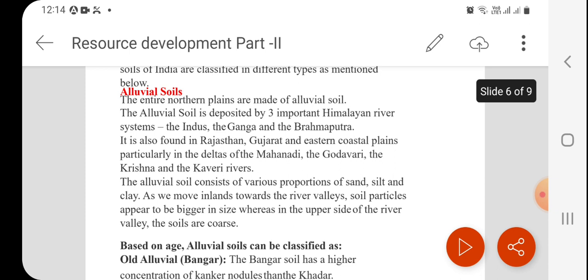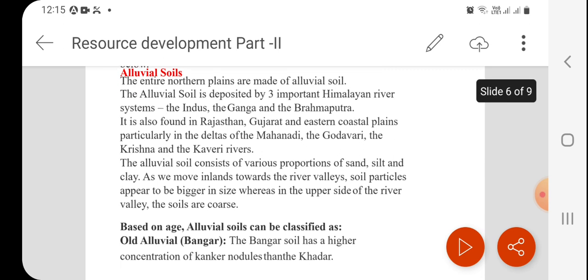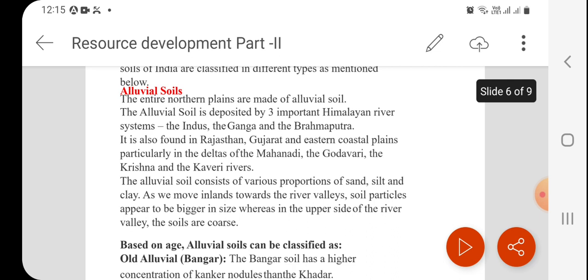Alluvial soils are mostly found all along the river valleys, not only in the northern part of India, but even the southern part of India. You can see the Kaveri, Krishna, Tungabhadra and Mahanadi on the coastal regions. Wherever there are river beds, you can find alluvial soil. This alluvial soil has 12 types of minerals. Minimum 12 elements are needed for a good soil. So alluvial soil is one of the most important soils which determine different types of agricultural activity.